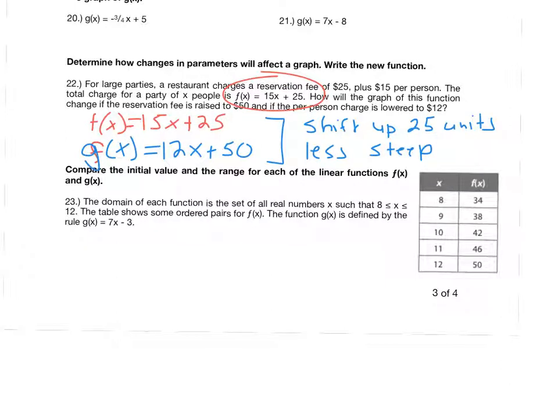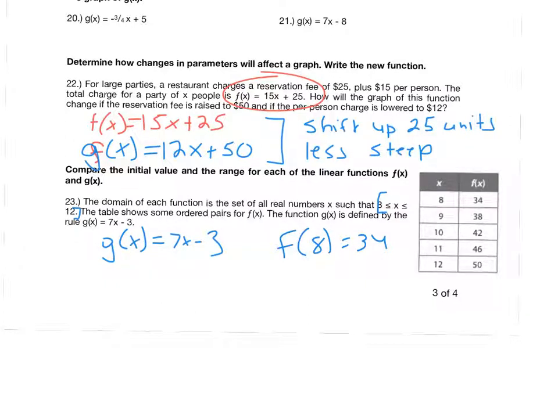So here we have f of x, and the domain is between 8 and 12. And that's given to us by this parameter right here. It's between 8 and 12. The table shows some ordered pairs of f of x. Our new function, g of x, is 7x minus 3. And we're wanting to compare g of x with f of x. So what is the initial value of f of x? Well, the initial value, because of the specific domain that we have, would be f of 8, and f of 8 is 34. What's the initial value of g of x?